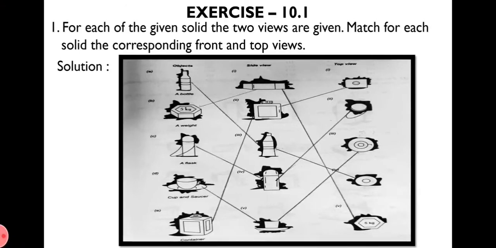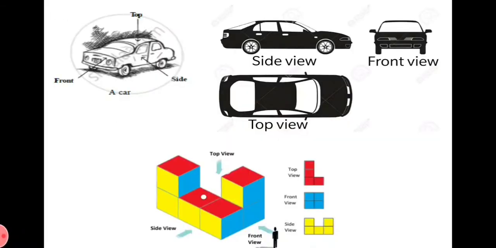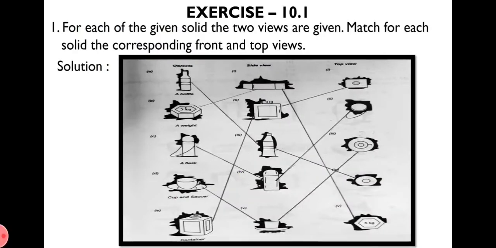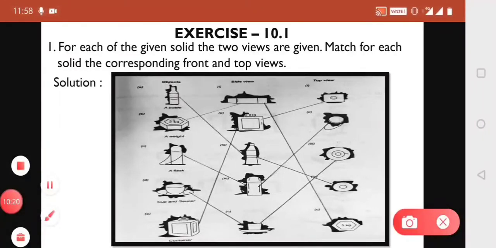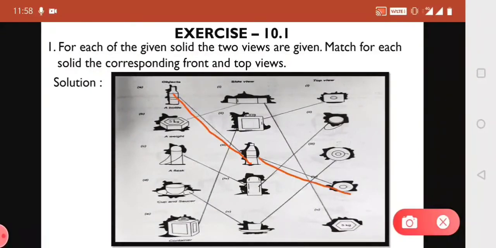Now question number 1, already a bottle is given. Now what would be the front view? That is already done in the textbook. So this is your front view of the bottle, and similarly this is the top view. In the top view we can only see the bottle cap.